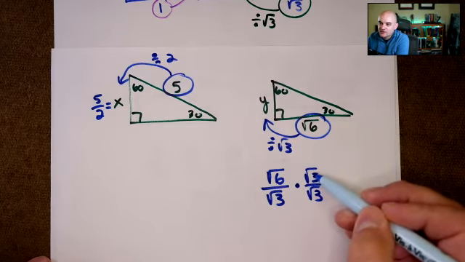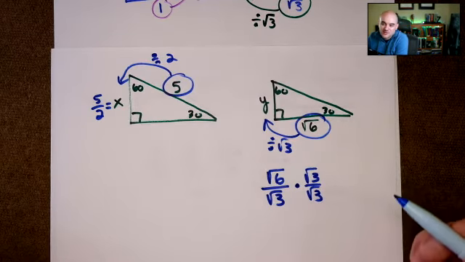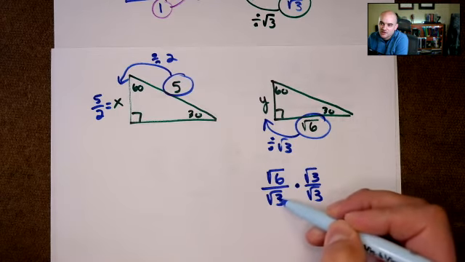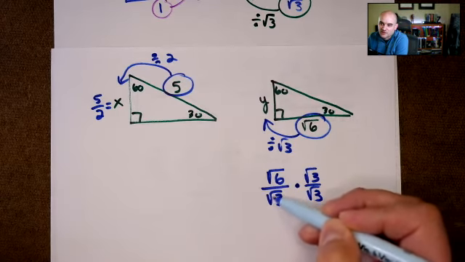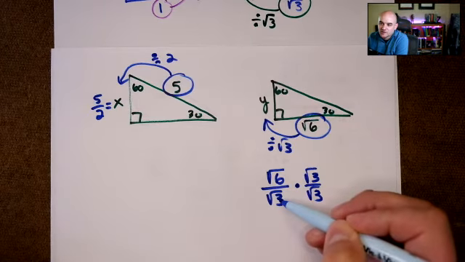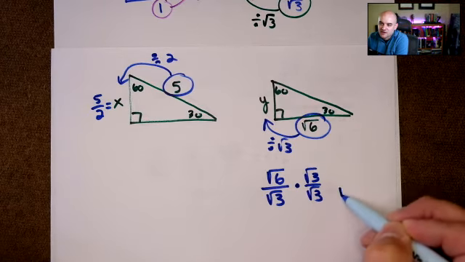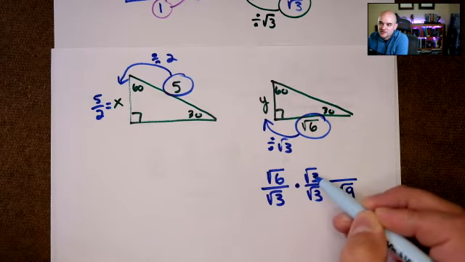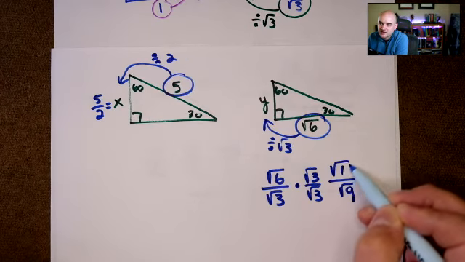So you got root 3 divided by root 3. That's the same thing as 1. Why did I choose to make 1 look like that? Because I want to get rid of that root 3 right here. If this were like a root 7, it'd be root 7 over root 7 there. So when I multiply root 3 times root 3, I get root 9. And root 6 times root 3 is root 18.